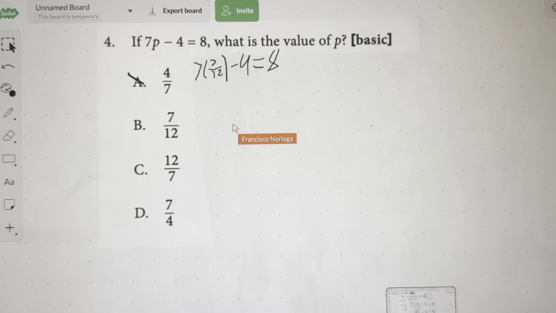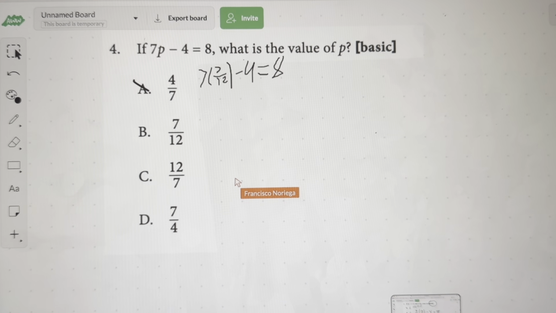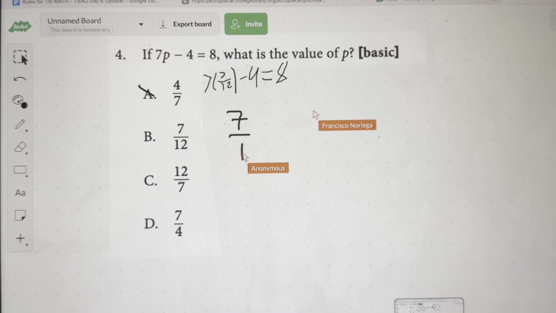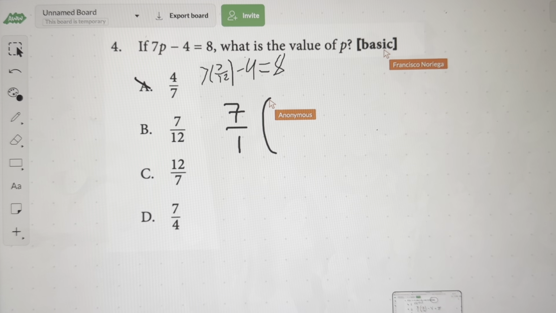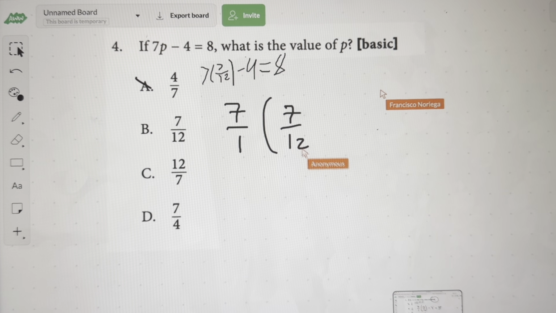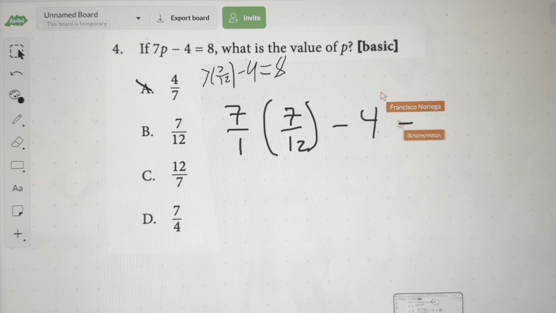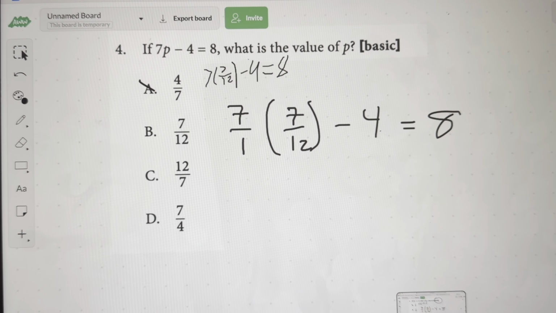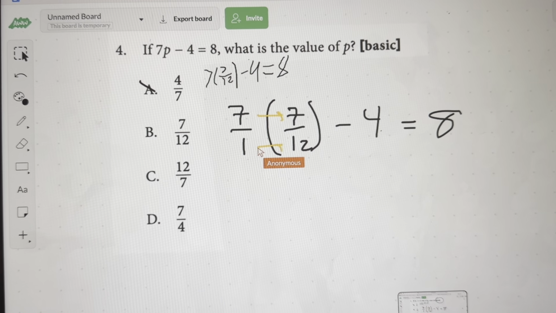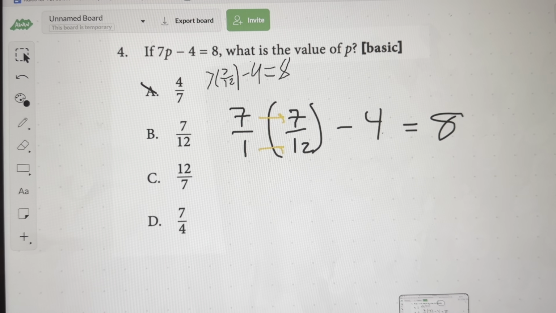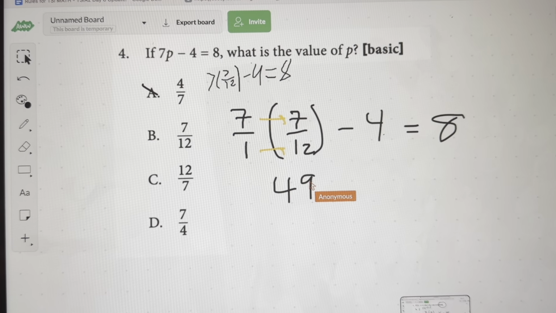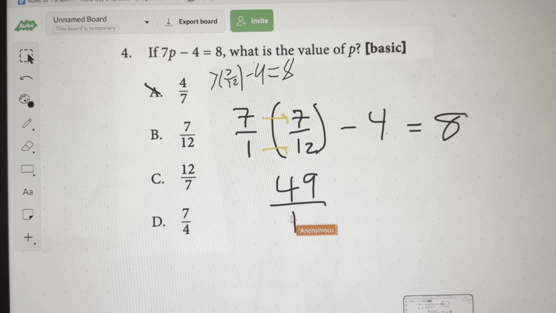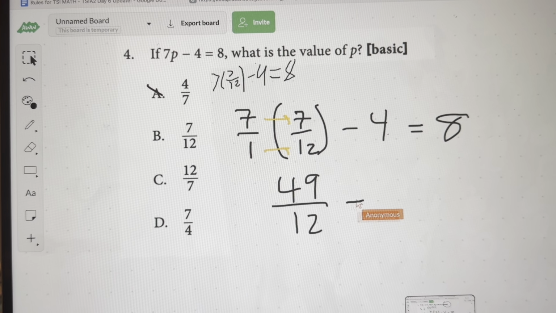Okay. All right. And then I'm going to do the same thing here. When I've got a whole number times a fraction, I love expressing that whole number as a fraction. 7 is the same as 7 over 1 times 7 over 12, minus 4 equals 8. We just multiply across the numerator and across the denominator. What's 7 times 7, Francisco? 49. What's 1 times 12? 12.